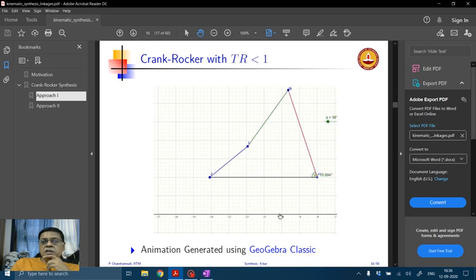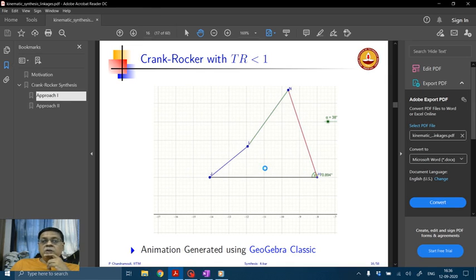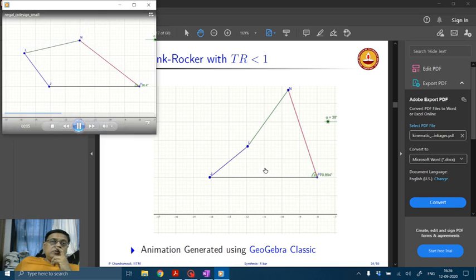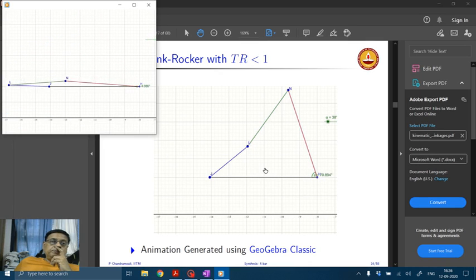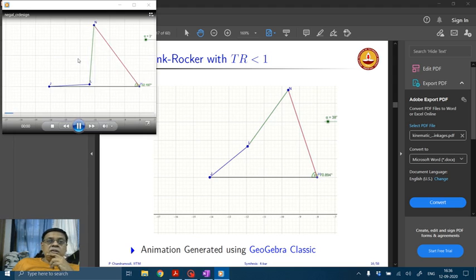I have done such a design. I will show you an animation of this. I leave you to figure out that this is indeed one where the return is slower than the forward motion. So here is the forward motion, and then the return. You can see the return is quite slow. I'll play again. Convince yourself that indeed the return is slow.